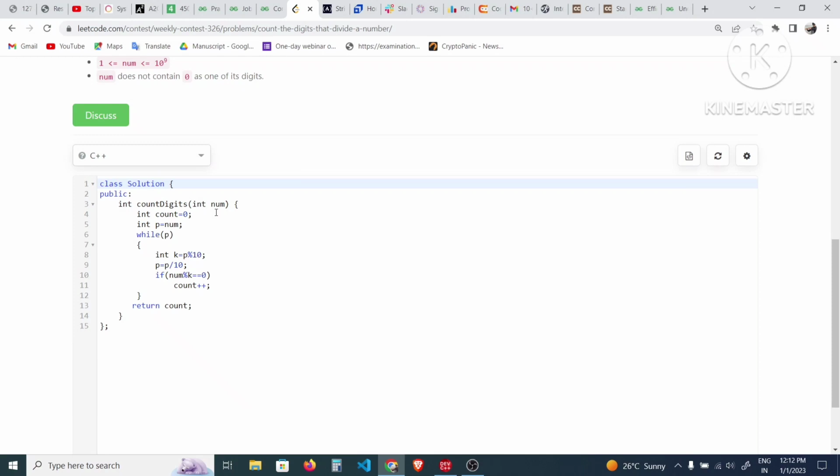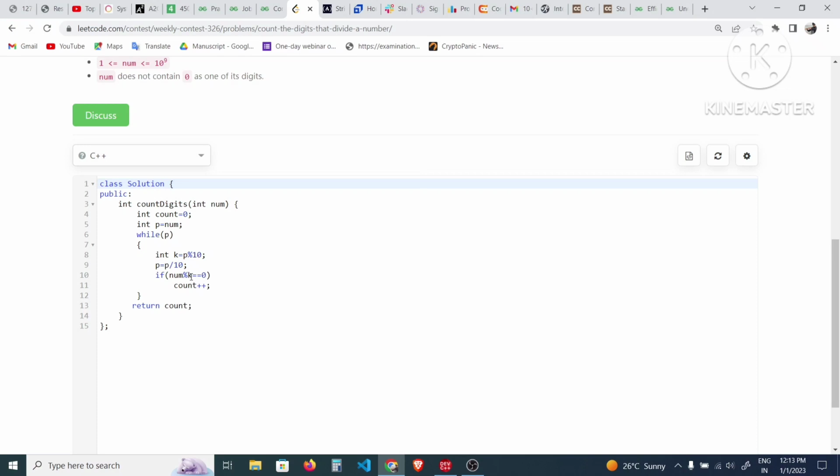Here you can see you have a given number, and I just took a variable count equal to 0, and then assigned the num integer to a variable p. For taking out a digit from a number, you just need to take the remainder. Here k represents the digit, and in every iteration you divide p by 10, so that next you can take out the next digit of that number.